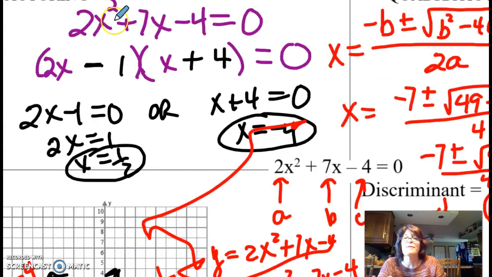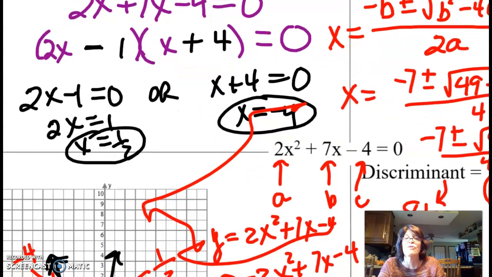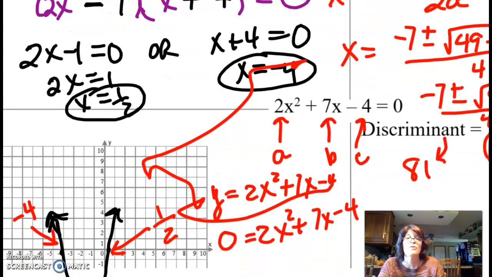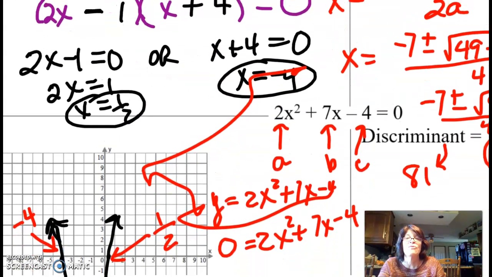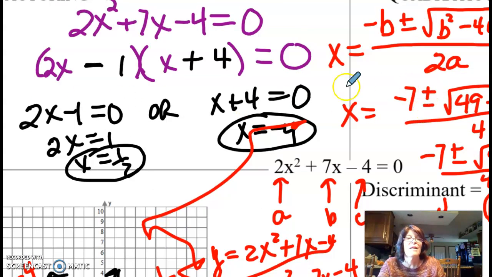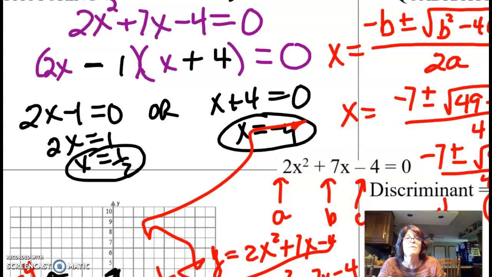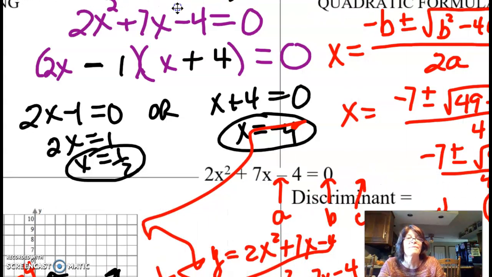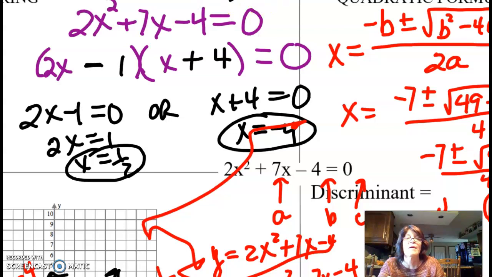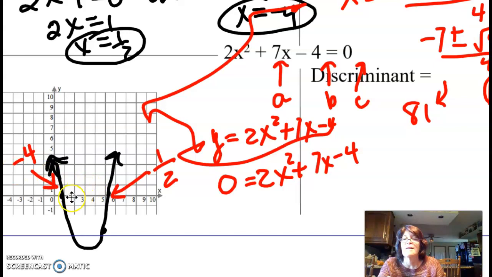sometimes it factors. We get two answers, a half and negative 4. Let's think about what the discriminant is. It was 81, a perfect square. It's telling me I'm going to get two rational answers. Okay, when I did the quadratic formula, that was fantastic. The quadratic formula showed me the same thing, right? Okay, and when I graphed it, it crossed nicely at negative 4.5.